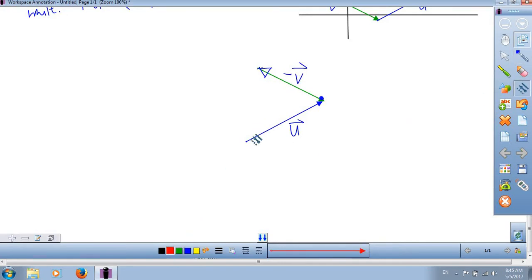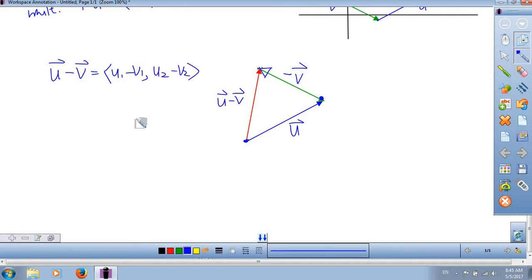And then if I want to add them together, I use the parallelogram method again. Connect the initial point of u all the way to the terminal point of negative v. So this would be u minus v. Now, how do I do it algebraically? It's very simple. You just do u1 minus v1 for the x component, and u2 minus v2 for the y component.